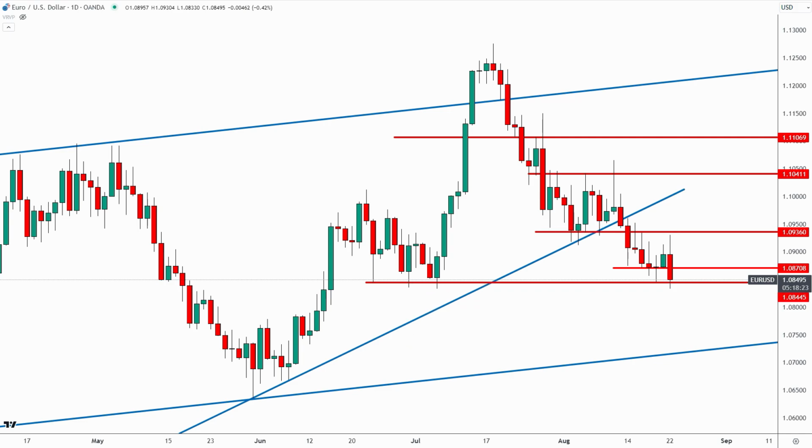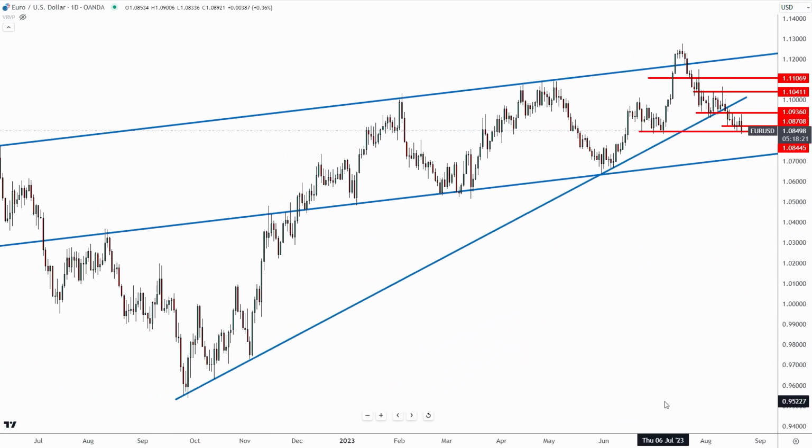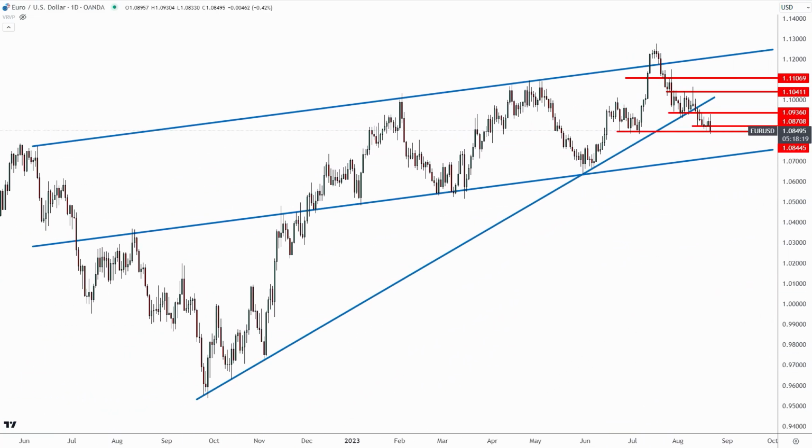But I do think that just based on the structure, based on the fake out that we saw back there in July, so this fake out up here, also that recent break of this trend line from 2022, I do think that once again, a move down here toward 1.073 is the likely outcome for the euro over the coming days. All right, that's it for today's video.